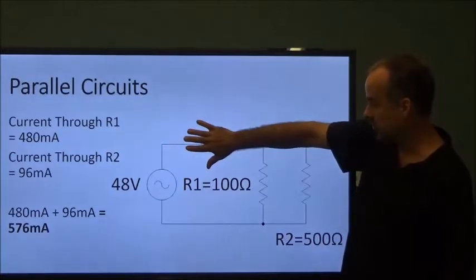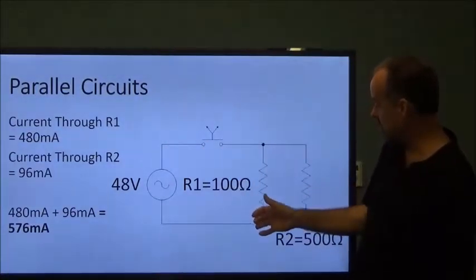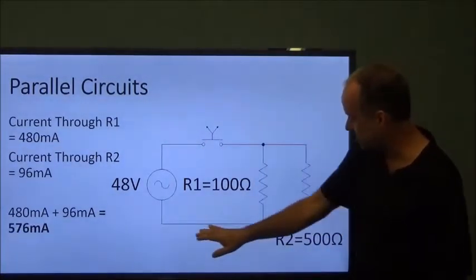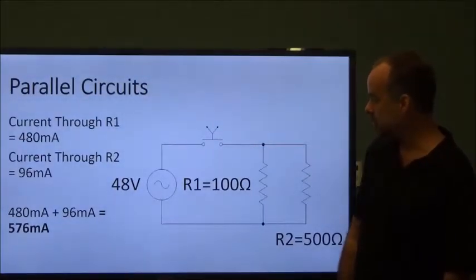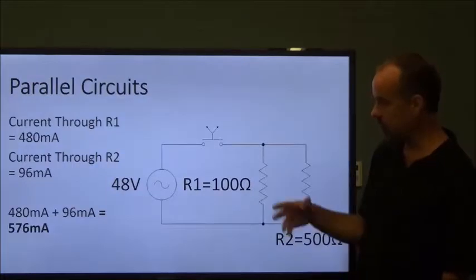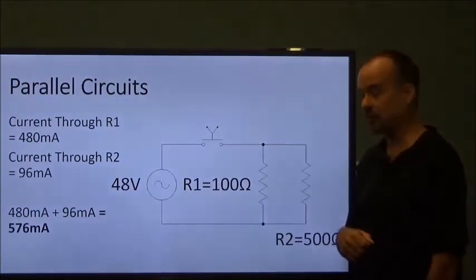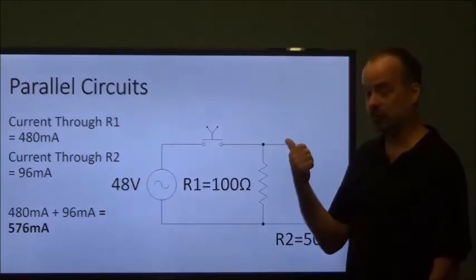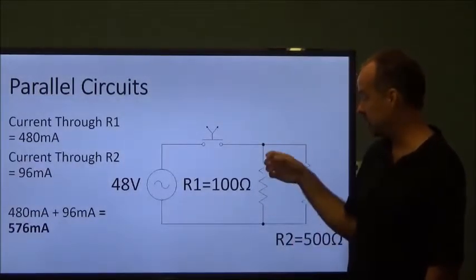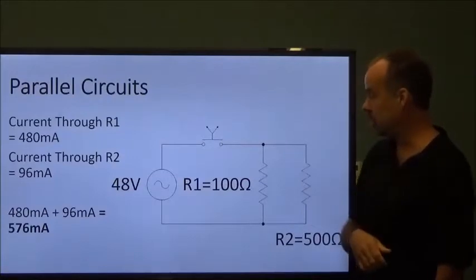So total current's here, fraction of the current here, fraction of the current here, and then total current again back here on our main branches. So that's basically how you break down a parallel circuit to find the total voltage, current, resistance, and then the resistance and current through each branch.